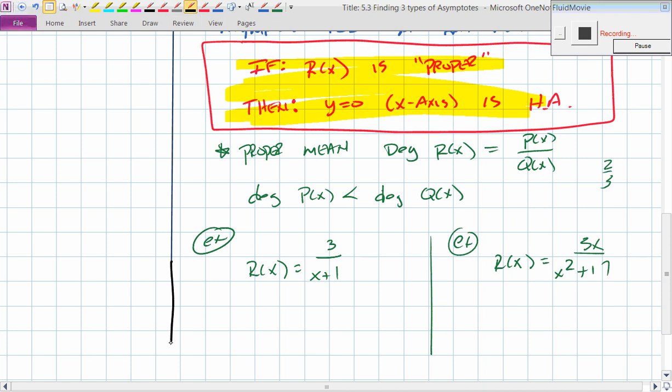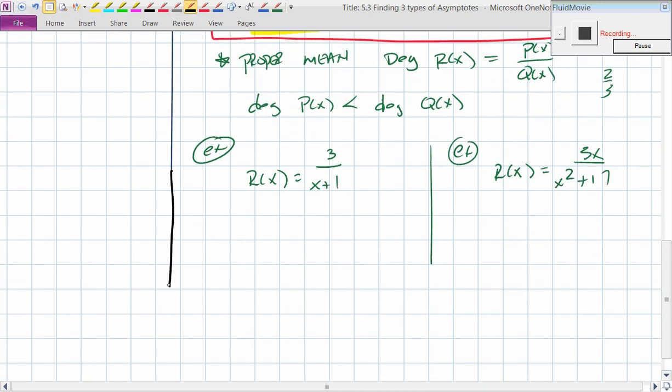Let me extend this line a little bit here. Let's examine this first one. What is the degree of p of x in that example? What's the degree going to be?